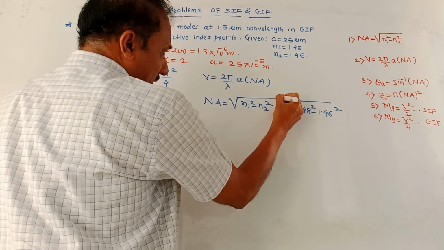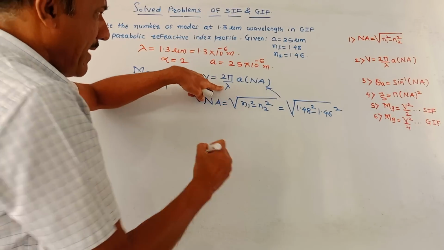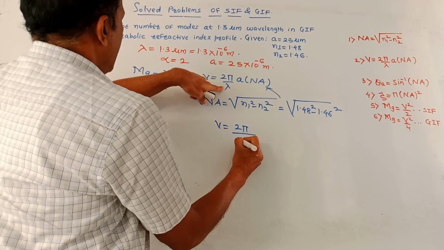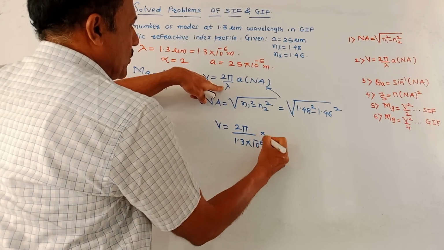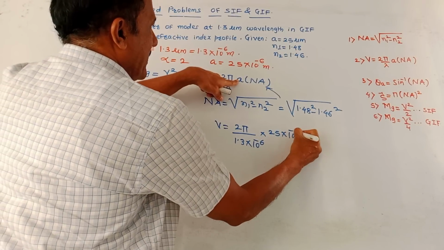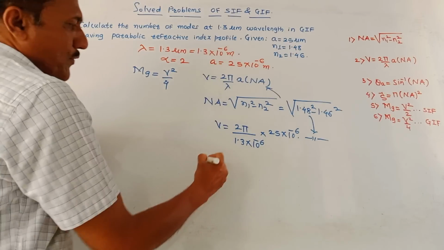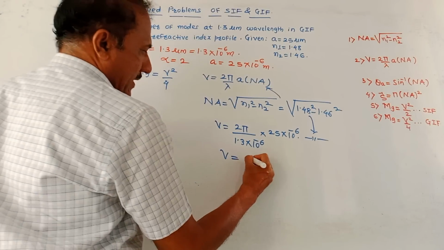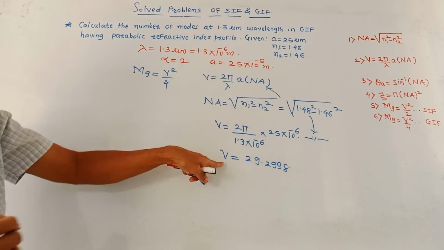Then put this value in this formula of V. So V is equal to 2 pi by lambda. Lambda is 1.3 into 10 raised to minus 6, into A. A is 25 micrometer, that is 25 into 10 raised to minus 6, into NA. NA is this value. So if you solve this, the value of V number will be 29.2998. This is the value of V.